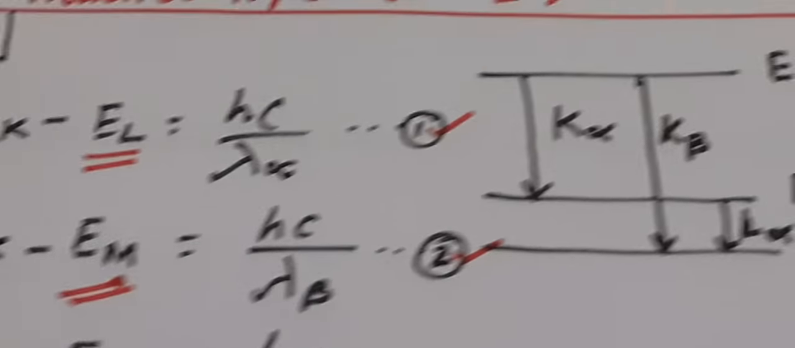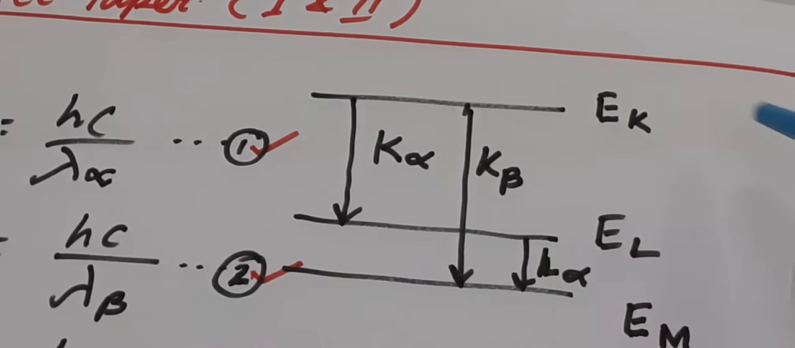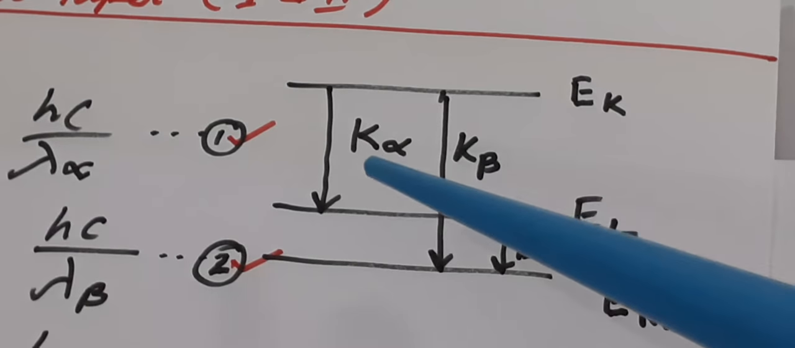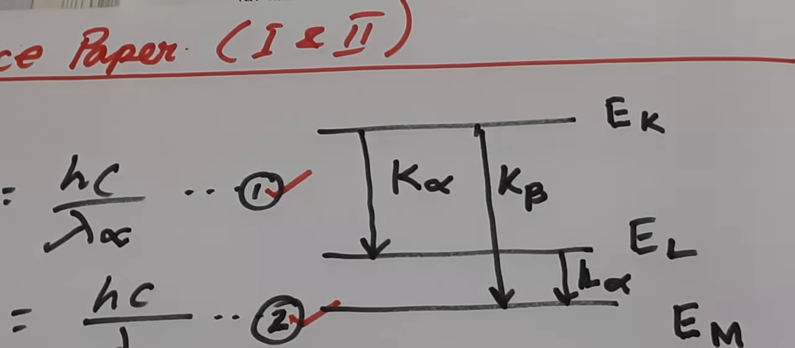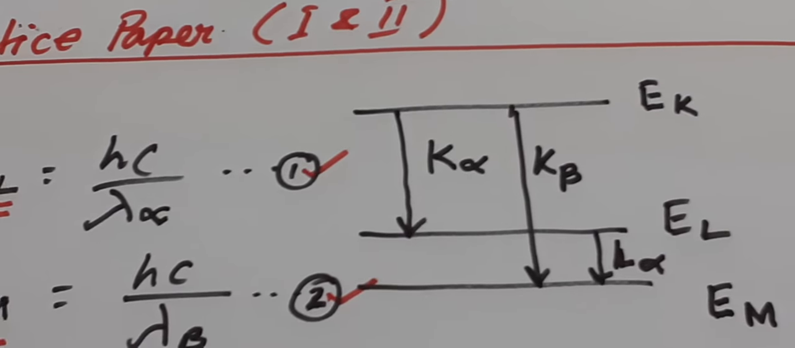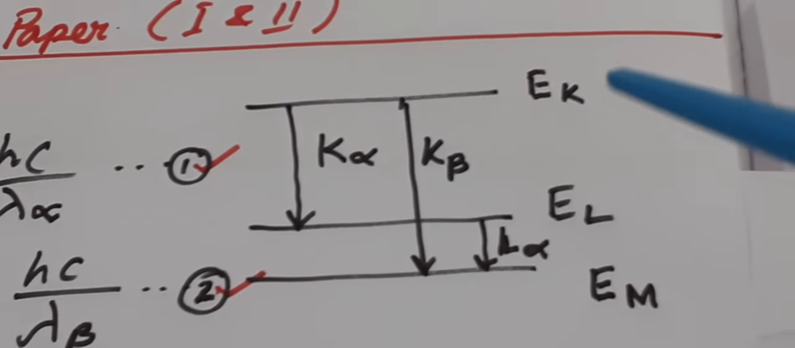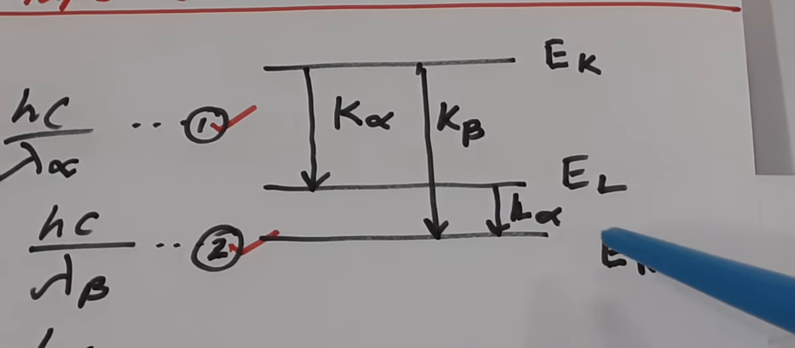Now, K alpha, K beta and L alpha are given. This is the K shell, this is the L shell. There is a big gap between K shell and L shell, then the M shell. Now, when a photon comes from the energy level, the energy level in K shell is E suffix K, for L shell it is E suffix L, and for M, it is E suffix M.